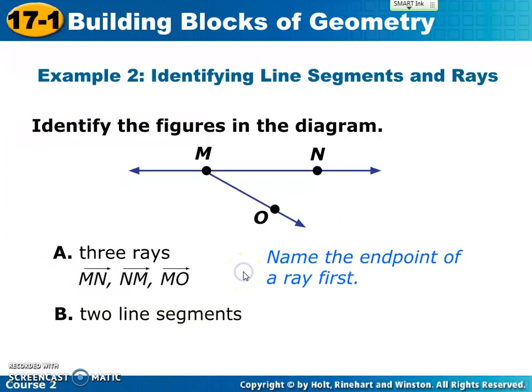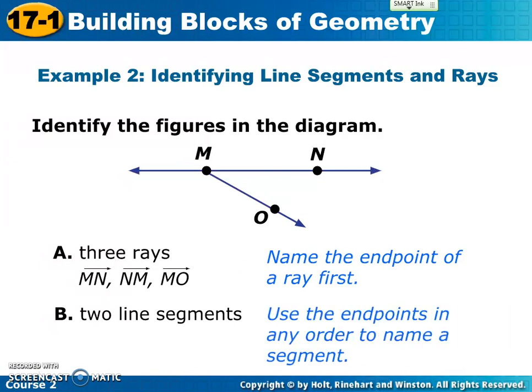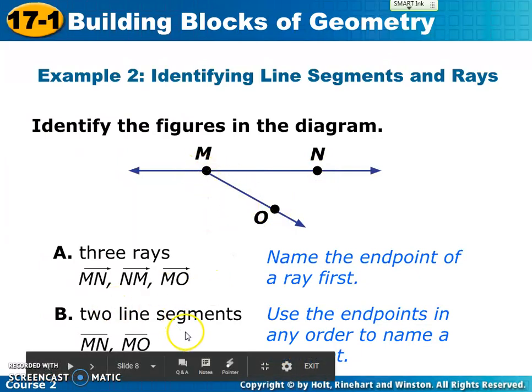You also need to list 2 line segments, again having 2 endpoints. So use the endpoints in any order to name the segment. We can have MN, NM. You could have MO or OM in anything. You just need to list 2.